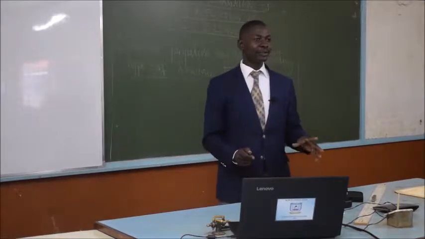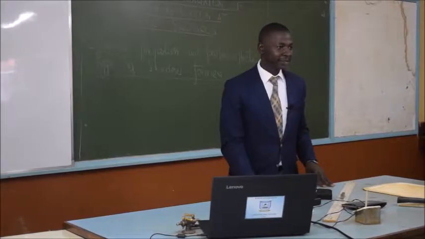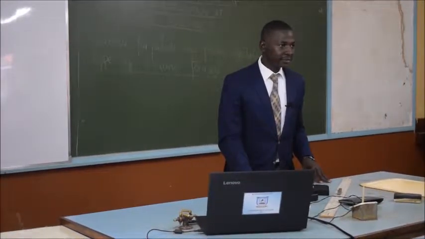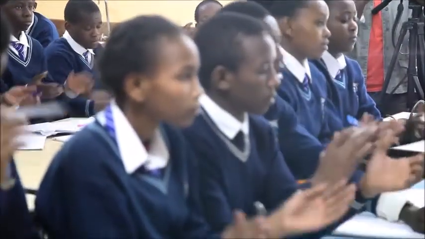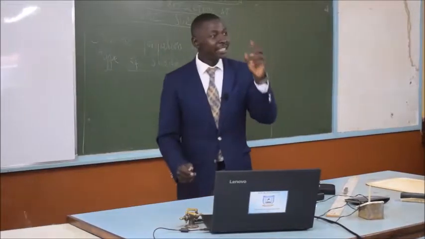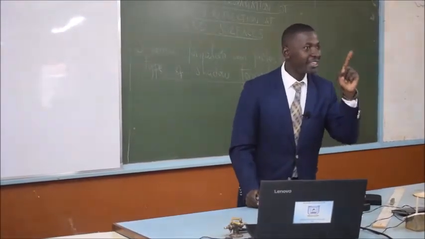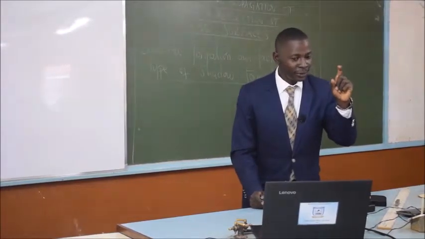Why do we have shadows of objects that we can see? Yes, George. Because the objects that we can see are opaque. Very good. Clap for George. Any object that you can see is opaque, and therefore an opaque object will block the path of light.